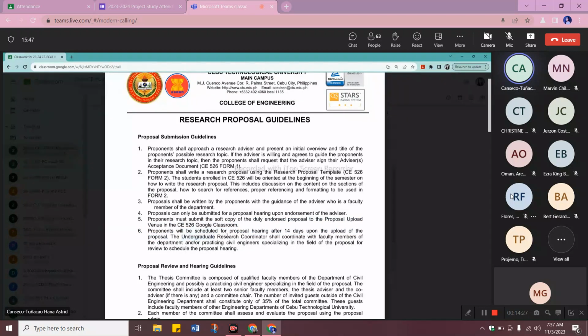The undergraduate research coordinator, which is me and Sir Abaw, shall coordinate with the faculty members of the department or practicing civil engineers specializing in the field of the proposal for review to schedule the proposal hearing.